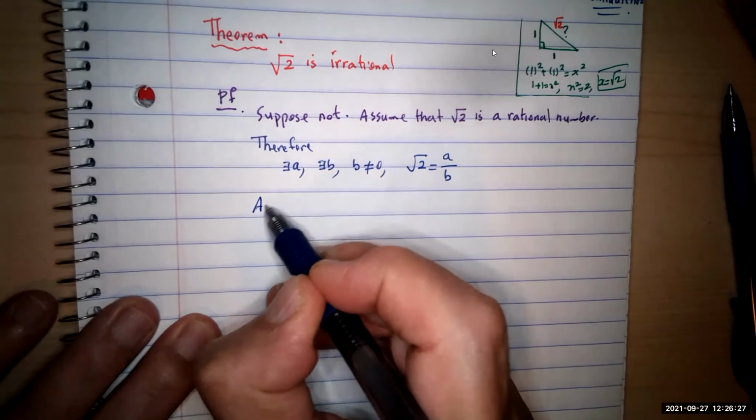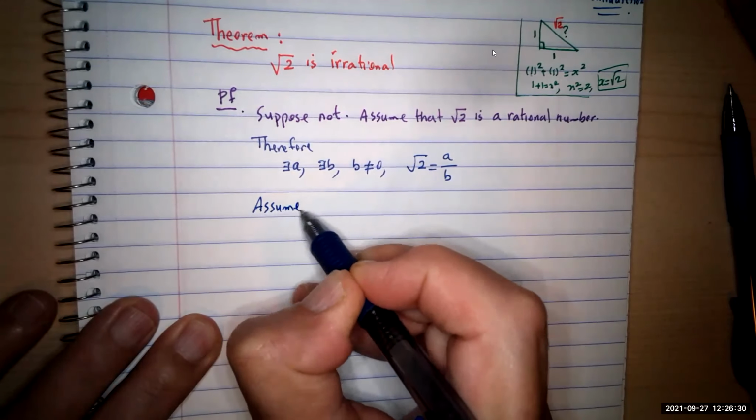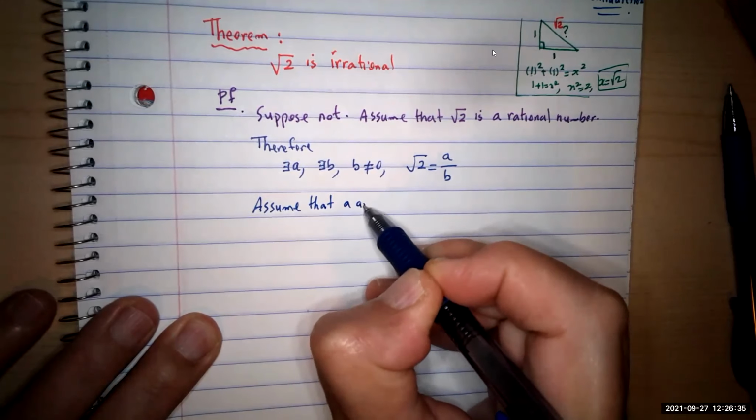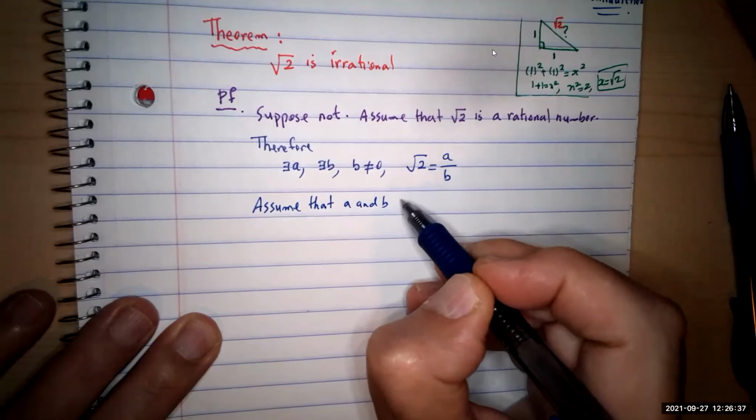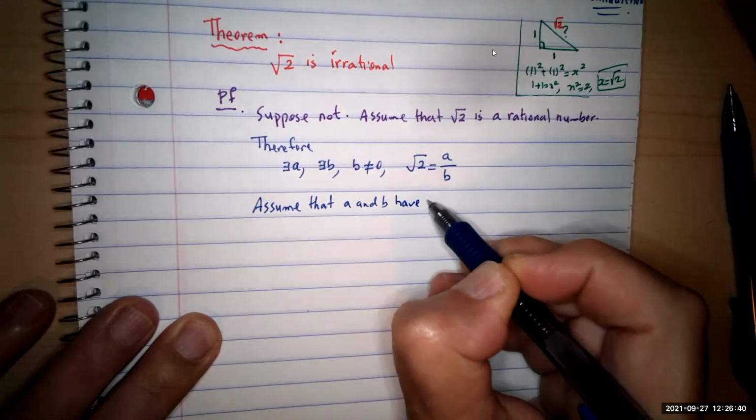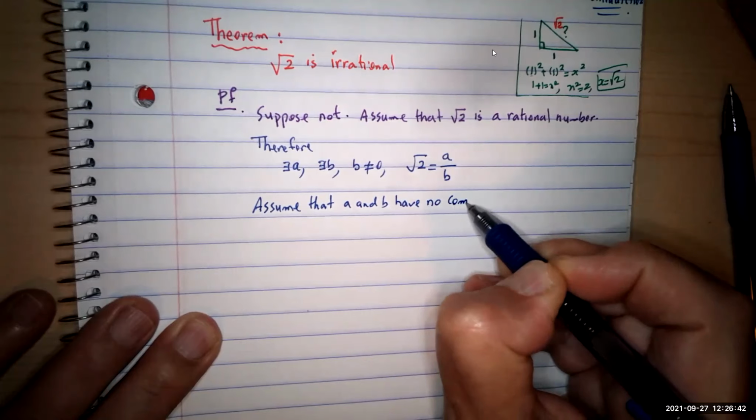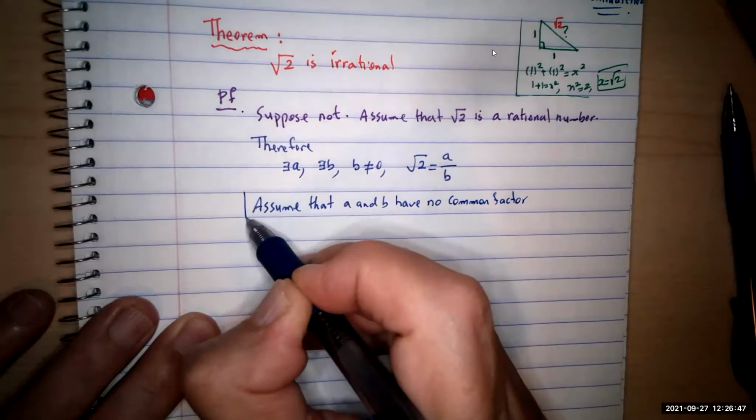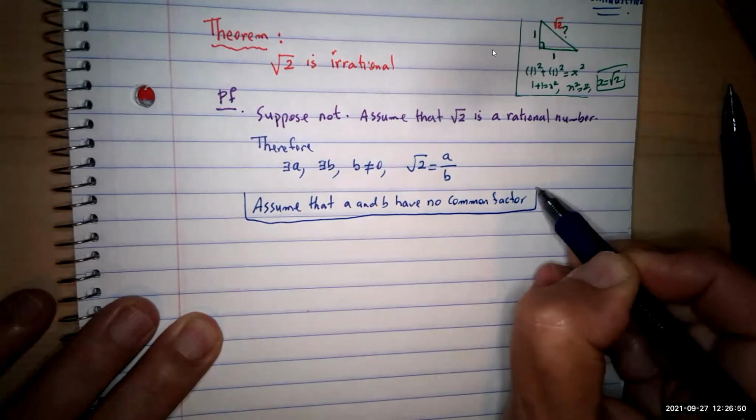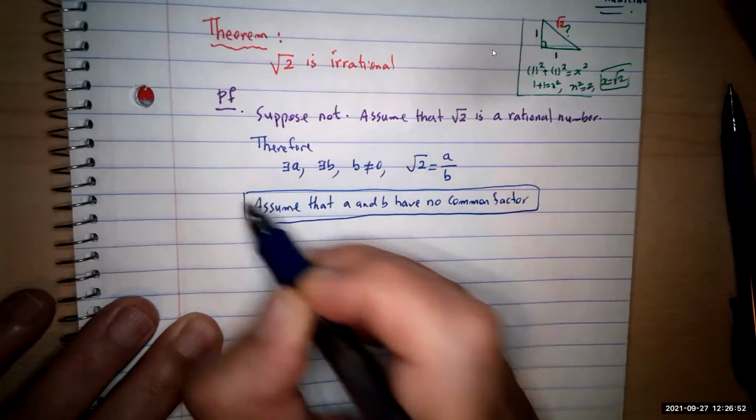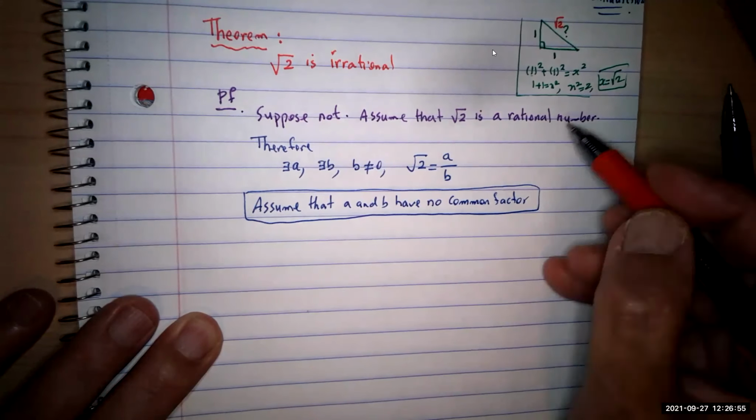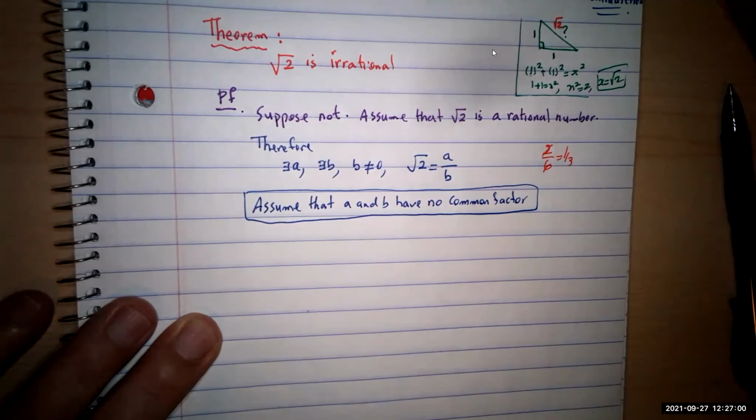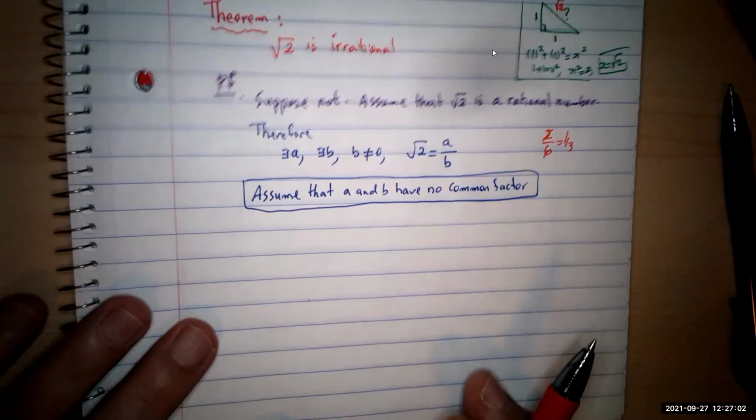So we assume that these numbers, a and b, have no common factor. That's very crucial to arrive at the contradiction. Any question? It's not a big deal. If they have a common factor, we just simplify it, see? That gives us 1/3. Okay, so we assume that we already simplified it.